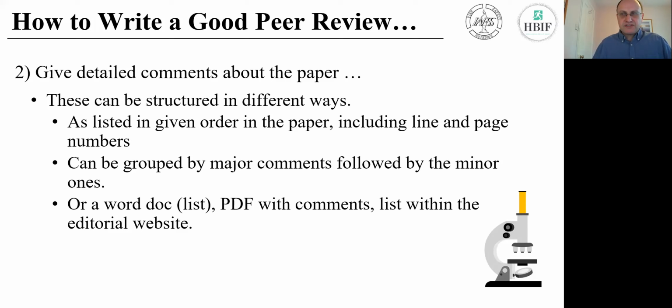And so you can do this in several ways on many systems. You can do it as a list in a given order in the paper. So you just go through line by line, or section by section. So you say section one, page two, line five or whatever, and then say a sentence, then you list those things, including line numbers and pages, or often people group them as major and then minor. So you group the major ones first, followed by the minor ones, and then you might put some recommendations after that. So you might recommend changes about the paper, but they're more optional.